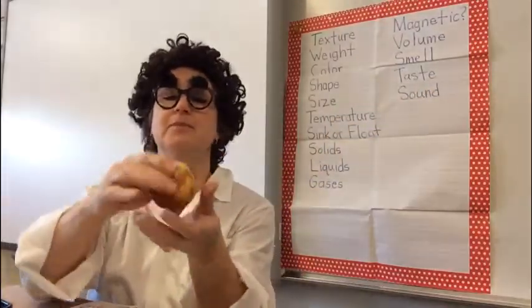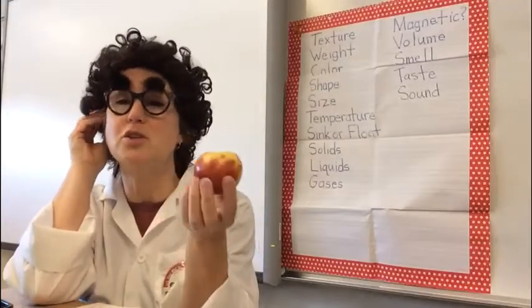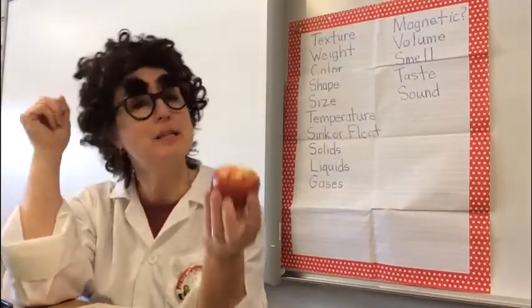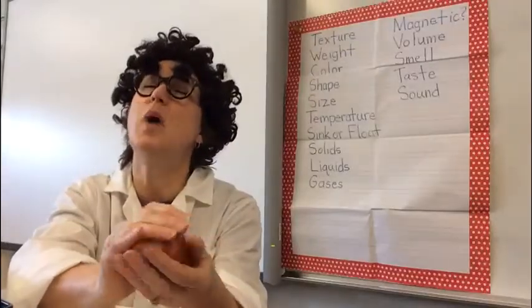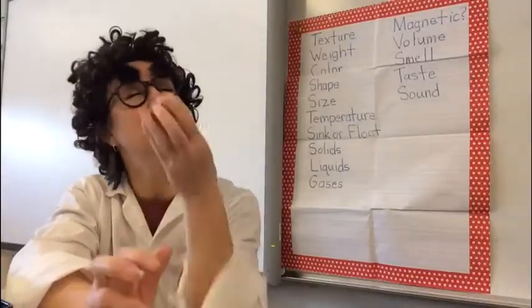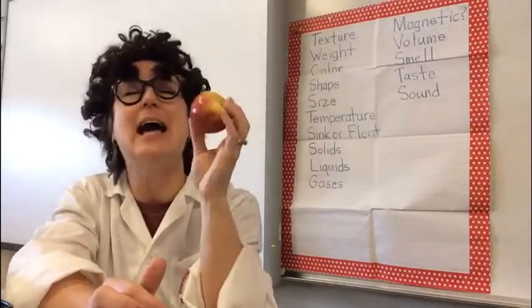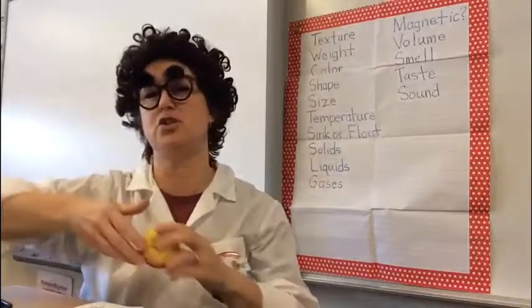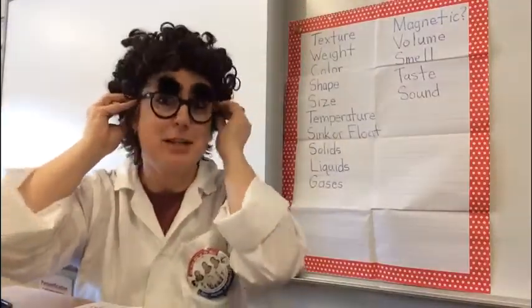Here is an apple. For instance, if you happen to be blindfolded, could you describe this object by its properties? You might say, it is round, it is smooth, it smells, I know what this is, it is an apple. Very good, because you used its properties to describe the object.